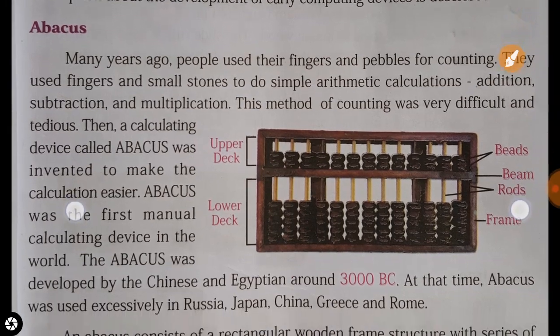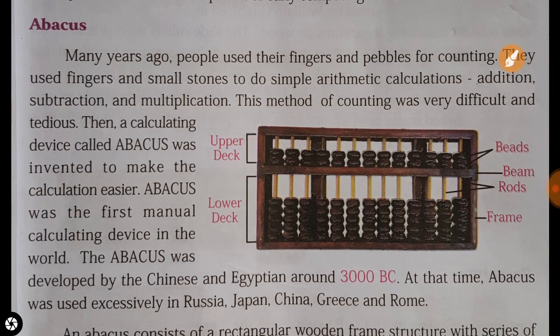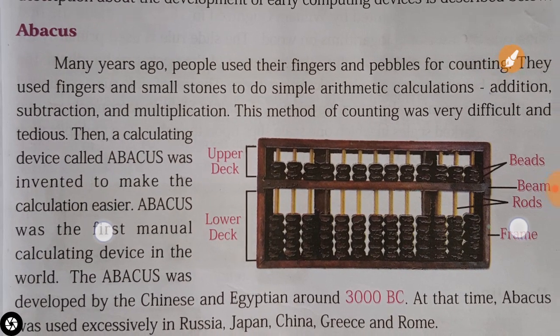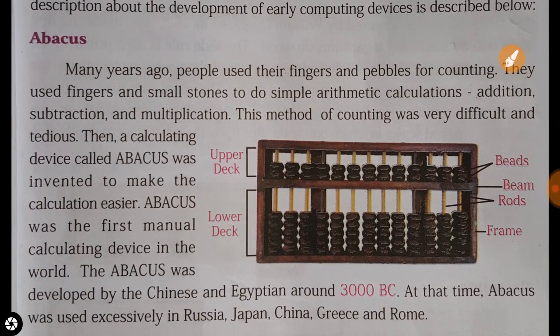Actually, abacus is considered the first calculating device, or we can call it the first calculator or computer. But many years ago, people used their fingers and pebbles for counting. They used fingers and small stones to do small arithmetic calculations: addition, subtraction, multiplication. This method of counting was very difficult and tedious. Then a calculating device called abacus was invented.